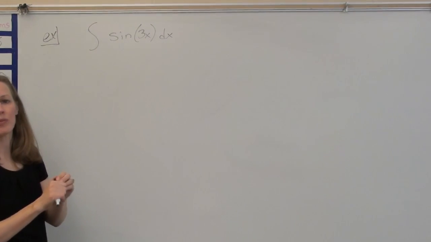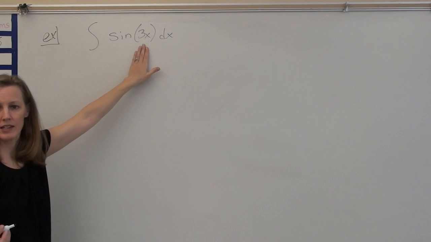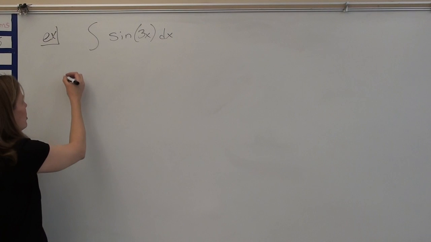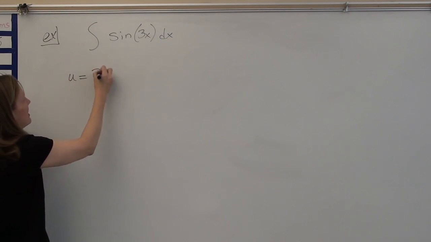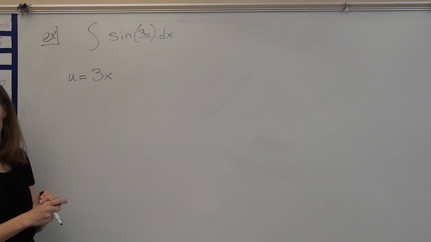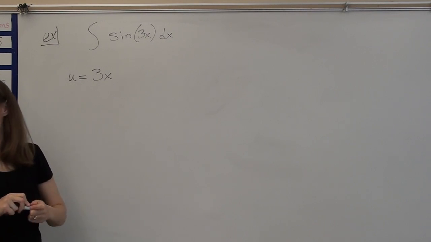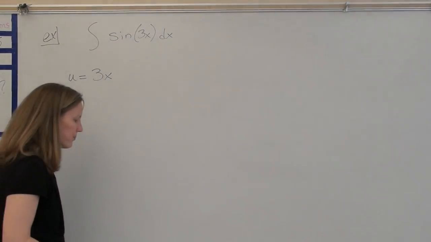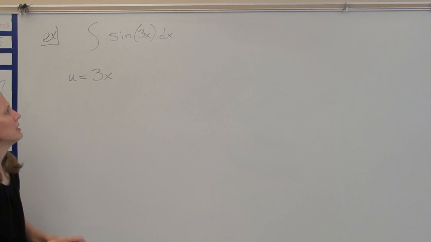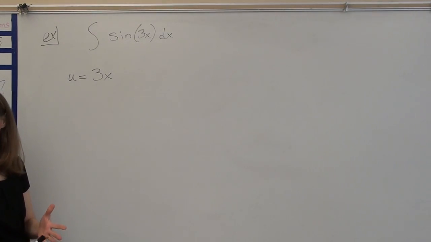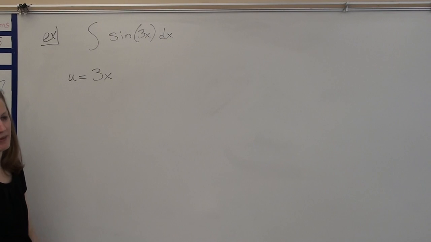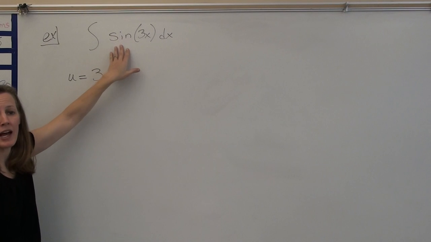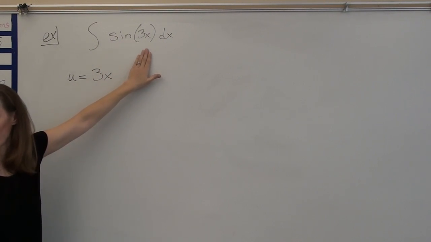So here's what we're going to do. We're going to take the argument, the 3x, and rename it, and call it the letter u. U is not a variable. It's technically the name of a function. But we're going to treat it like a variable, kind of like y. Y usually represents a function, but we can treat it like a variable. So we're going to do the same thing with u. I'm going to let u be the argument, which is 3x. Now, the nice thing about it is if we were to rewrite this, we'd have sine u, and then we could integrate it, right?